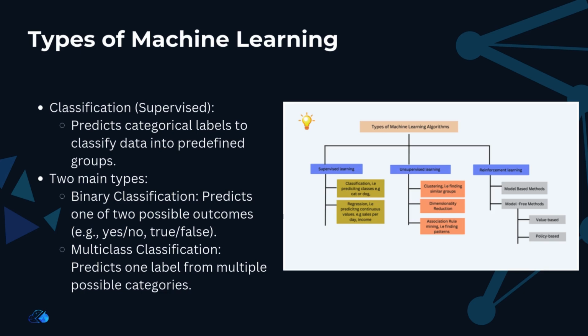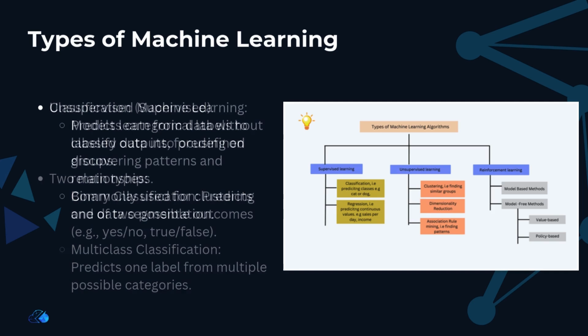The second one is multi-class classification. Here, the model predicts one of several possible classes, like identifying the species of a penguin or predicting the genre of a movie. In some cases, a model might support multi-label classification, where a single observation can belong to multiple categories. For instance, a movie might be both sci-fi and comedy.